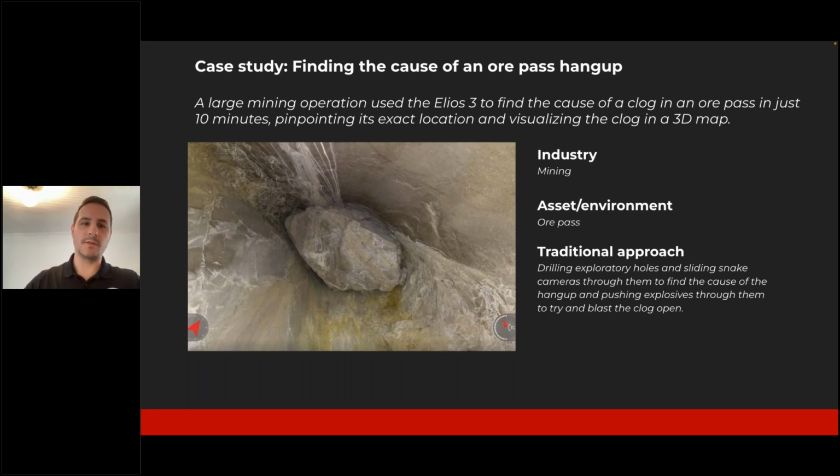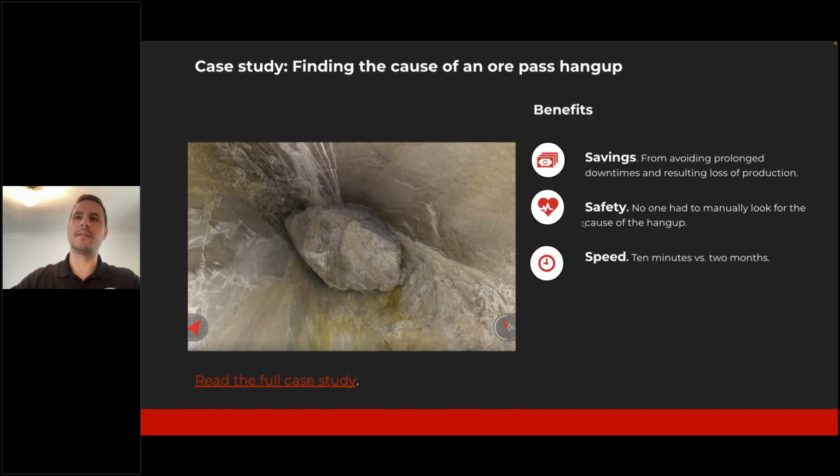When we visited, though, we flew the Elios 3 up there, and very quickly we could see what you see on the screen. The hang up was caused by this single huge boulder, and that's why some of the blasting attempts didn't work. So, traditional approach I already described. Let's move on. But yeah, the big benefit here with GeoSLAM was to really visualize in an accurate way the location of the hang up, its nature, how big the boulder was, and that data could be used to make a really accurate plan for how to remove that hang up.